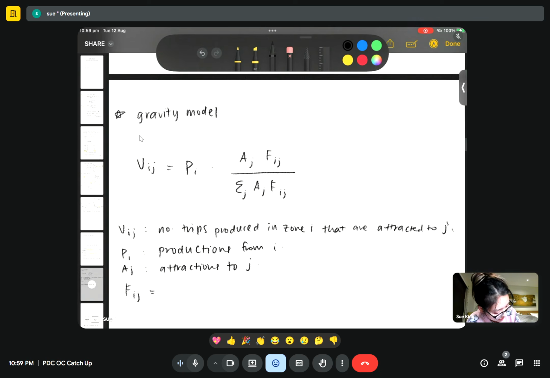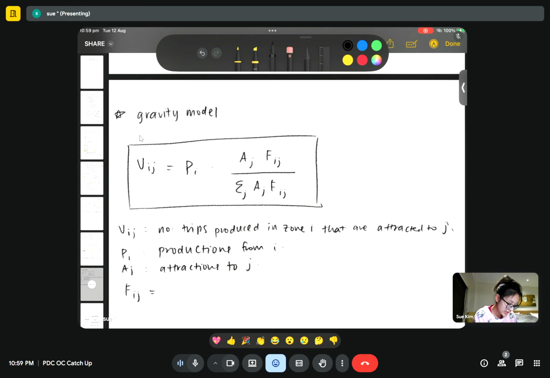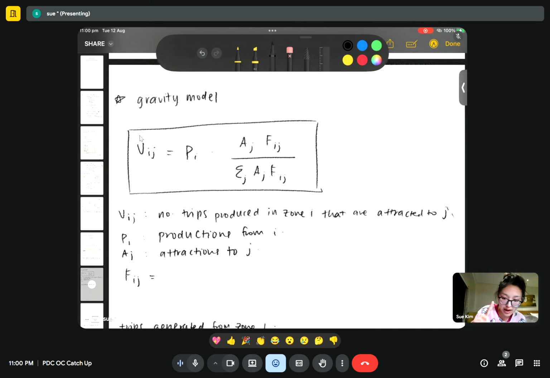Now I'm just going to write down what each of these mean. Vij is the number of trips that go from zone I to zone J, whatever is specified. Pi is the number of productions that come out of I, so how many people are leaving zone I. And Aj is how many people are arriving at zone J. And now, what is Fij?